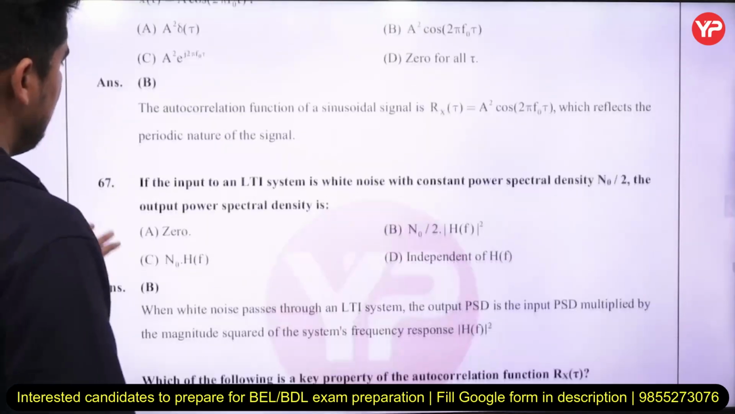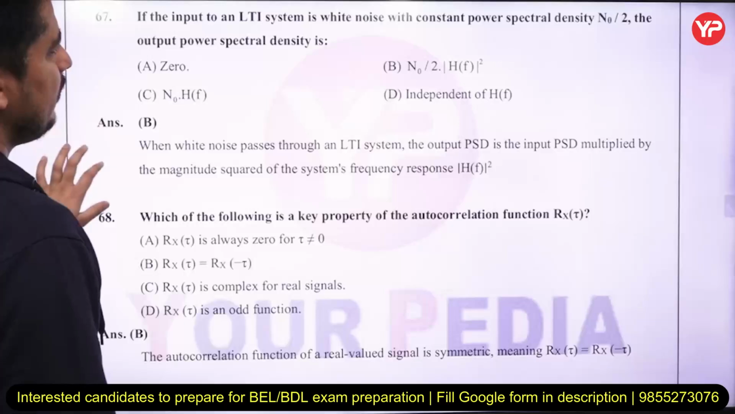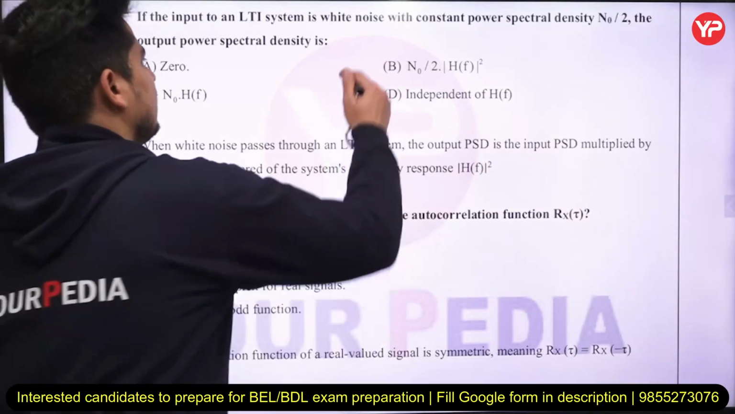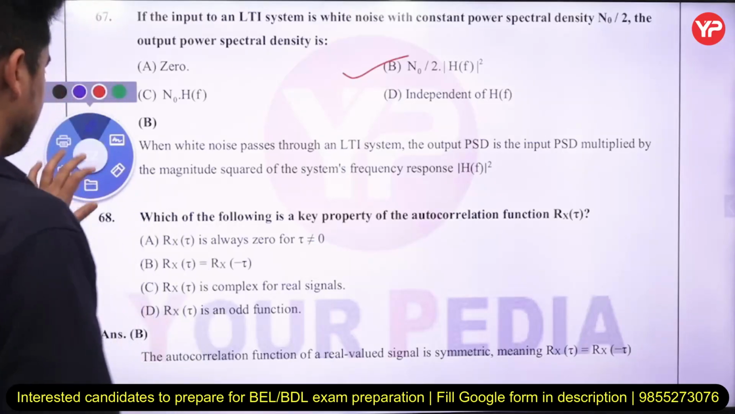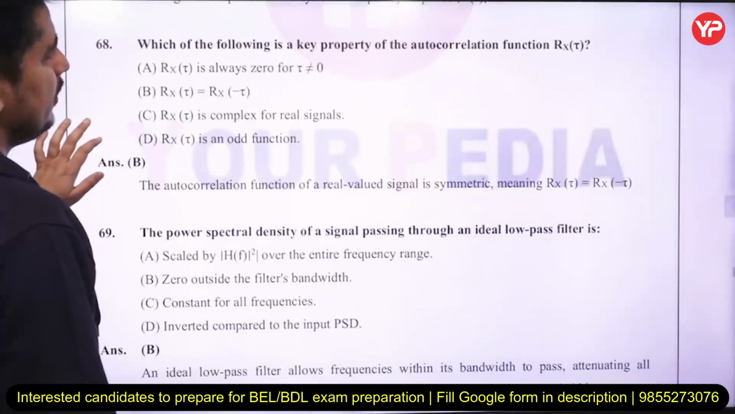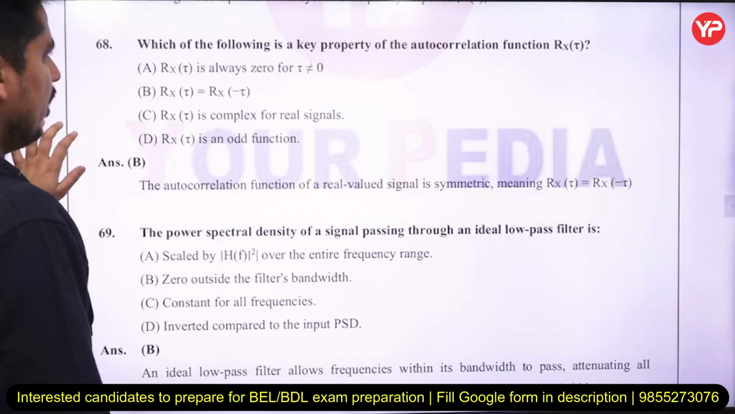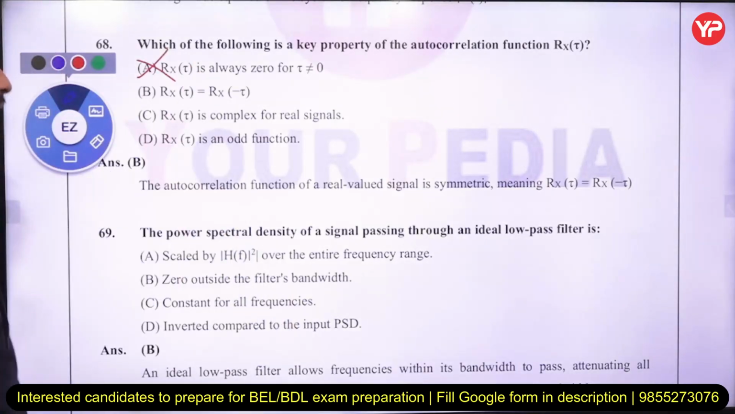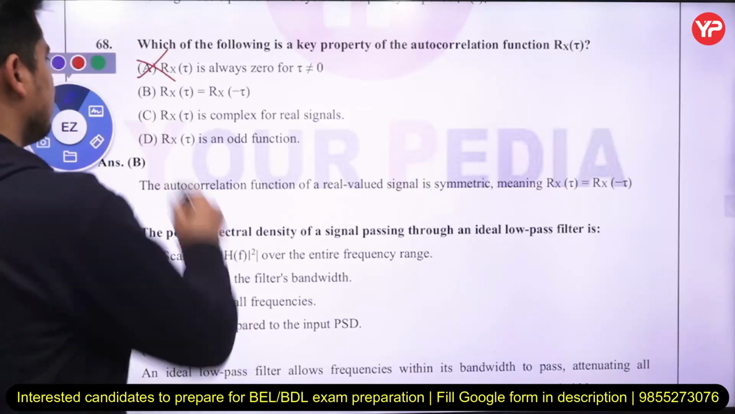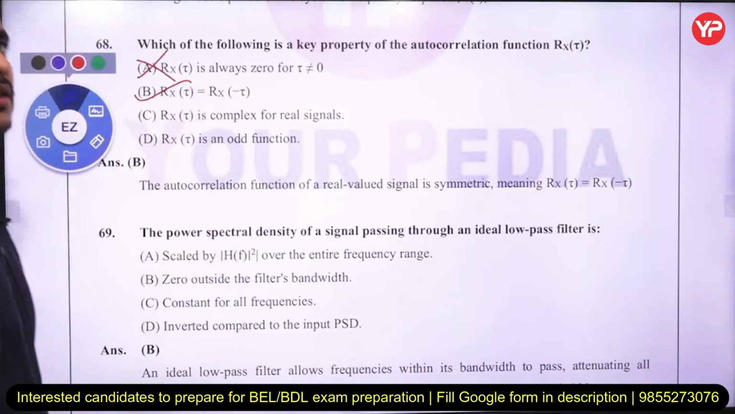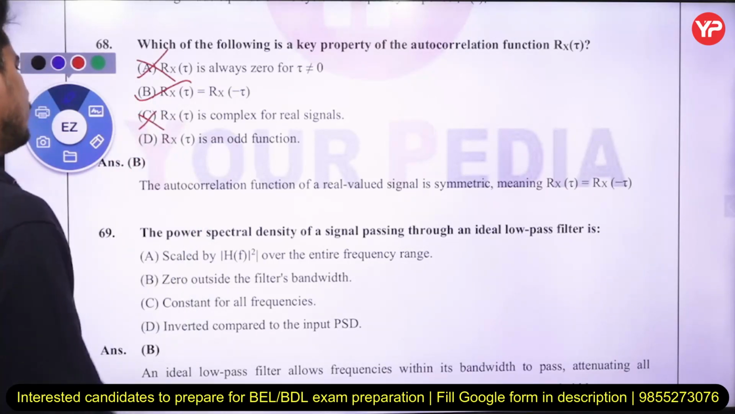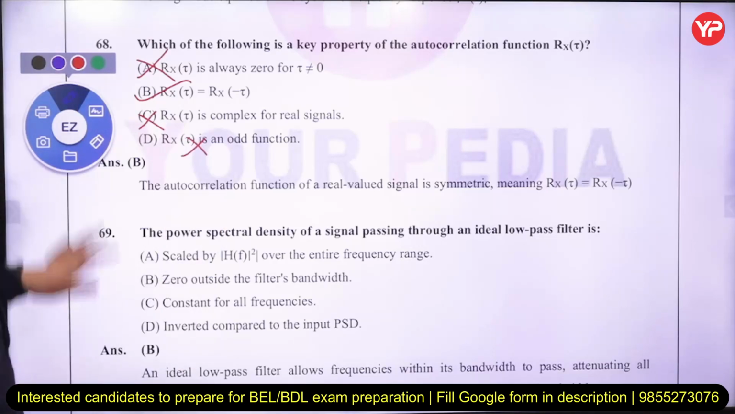Next. If the input to an LTI system is white noise, with constant power spectral density, the output power spectral density, as I already discussed, is N naught by 2 mod of H of f squared. Which of the following is the key property of an autocorrelation function? Autocorrelation function is always 0 for tau, that is not correct. I already told you the autocorrelation function is an even function. That is the correct thing. Even function means it is symmetrical about the y-axis. Is Rx tau complex? No, it is real for a real signal. Is Rx tau an odd function? No, that is not correct. It is an even function.